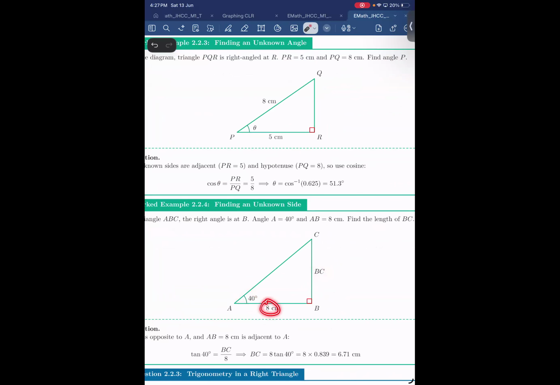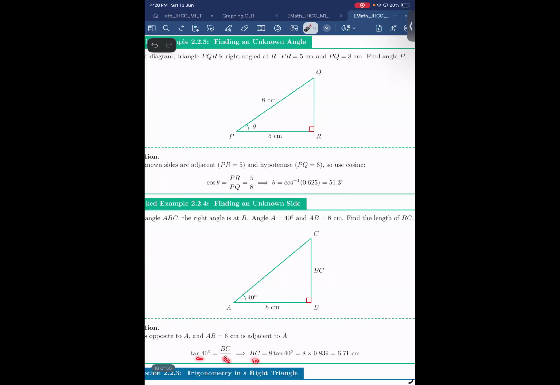Opposite and adjacent, so we should use tangent. Tangent of 40 degrees equals the opposite, which is BC, over the adjacent, which is 8. So BC will be 8 times tangent 40 degrees. In other words, it's 6.71 cm. Any questions on this? This is very important.